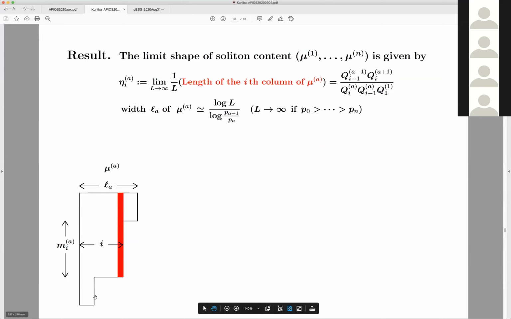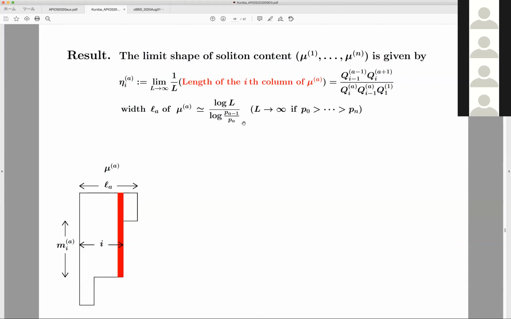And in order to determine the limit shape of these Young diagrams, we have to determine the limit shape, or scaling form, of the length of this red strip. And that strip is this quantity, the length of the i-th column of mu^A. And I take the scaling limit by dividing by the system size and taking the limit. And the result is again expressed by the Schur function or tau function, if you wish. That's the result. Another result is the scaling behavior of the width of this Young diagram. And that's given by this formula.